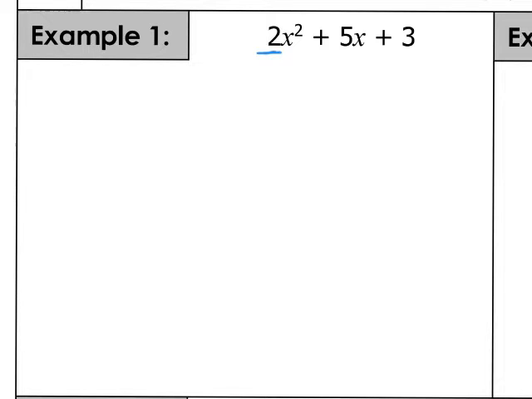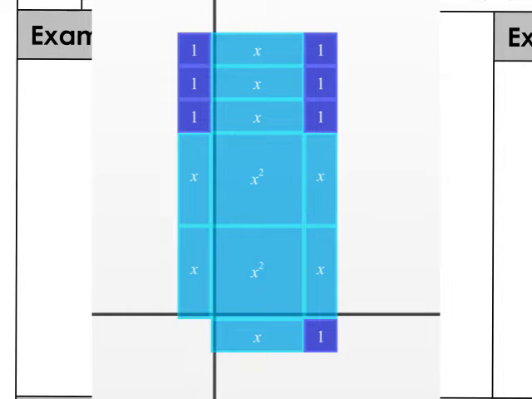So let's look at what this looks like with the algebra tiles. So here is the setup. You can see here we have 2x squared plus 1, 2, 3, 4, 5x plus 1, 2, 3. So that is our trinomial, 2x squared plus 5x plus 3. Okay, so then let's take a look at what are the two factors that create this rectangular product.